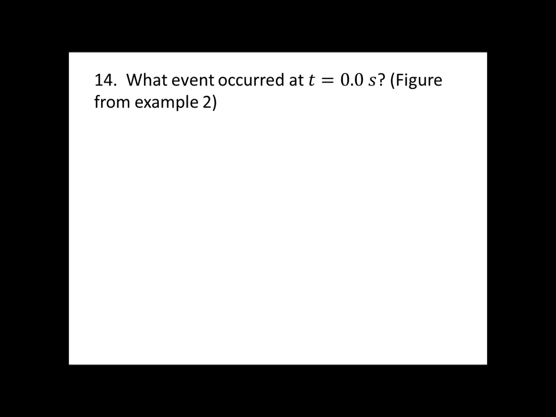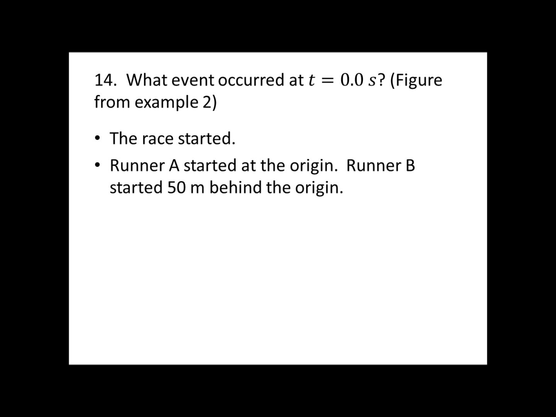Number 14 asks us to look at a figure from example 2, and they ask, what event occurred at t equals 0 seconds? So we have to look up at that figure, and you should really be looking at the figure on page 41 so that you know where I'm getting my answers from. So what happens at 0 seconds? Well, turns out that that graph was made up at a foot race. So basically the race started.